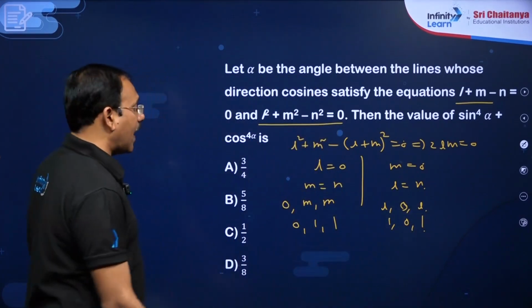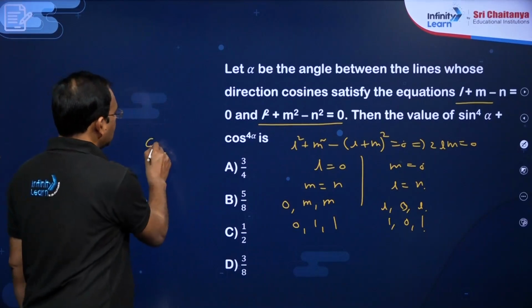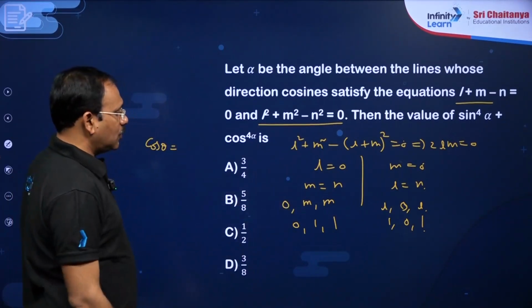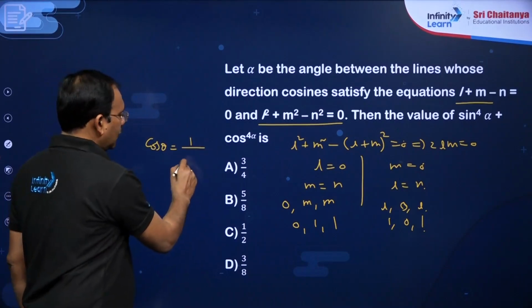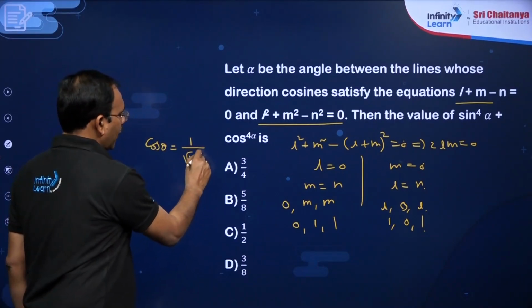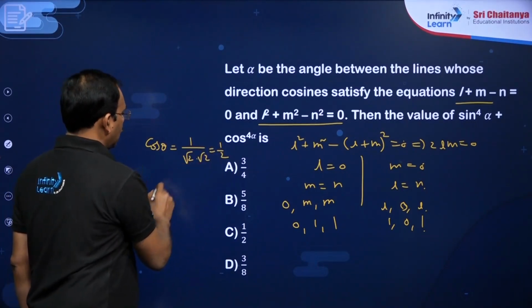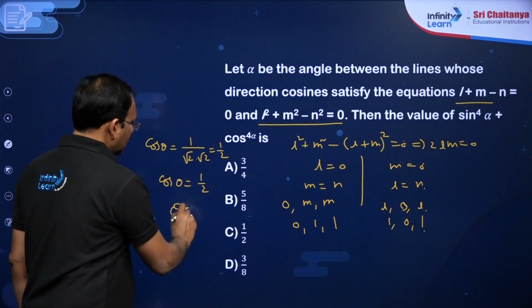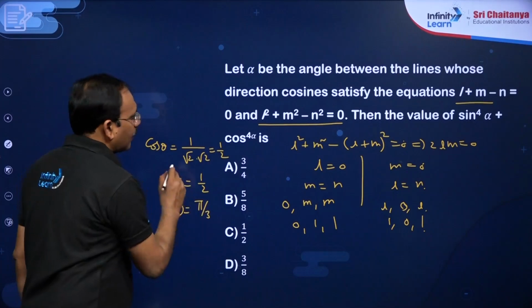Now what about the angle between these two lines? Cos theta is equal to a bar dot b bar, which is 0, 0, 1, by magnitude of a bar into magnitude of b bar, which is 1 by 2. So cos theta is 1 by 2, in the sense theta must be 60 degrees, pi by 3.